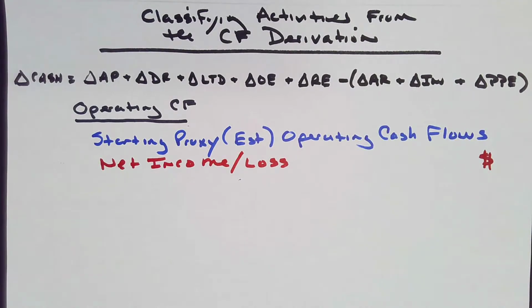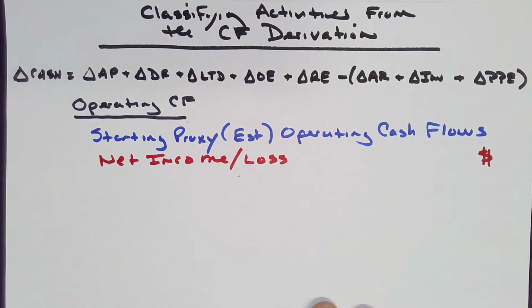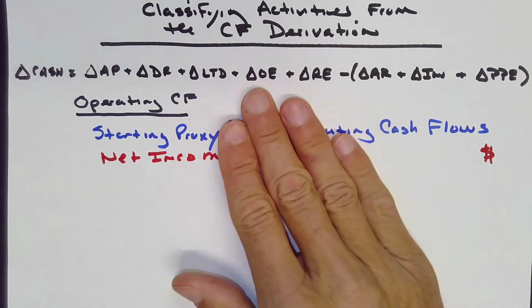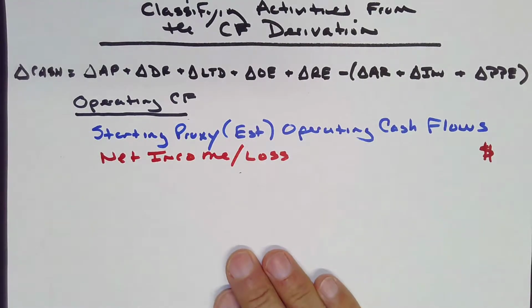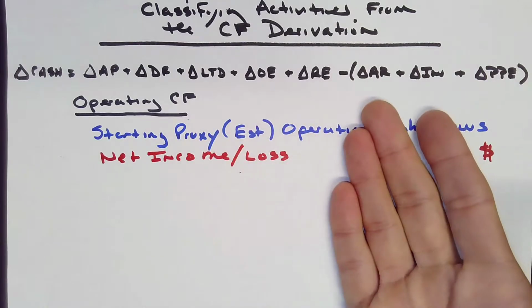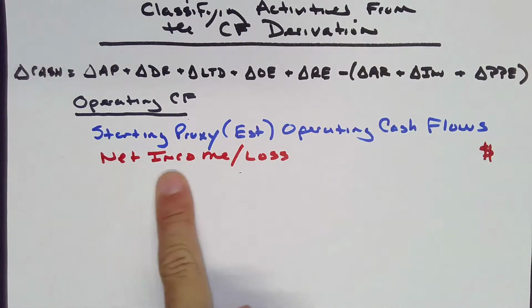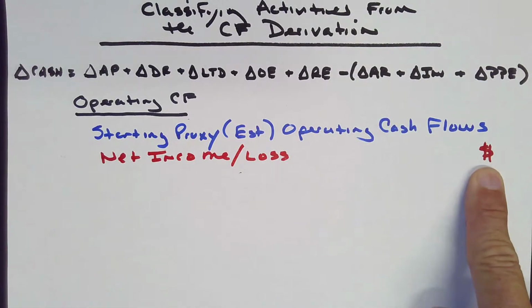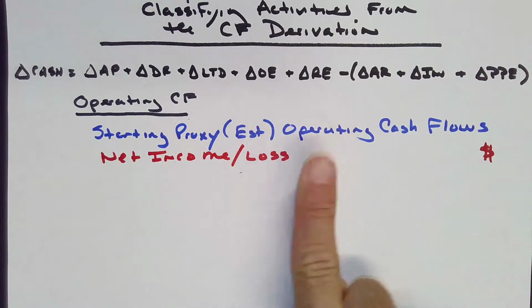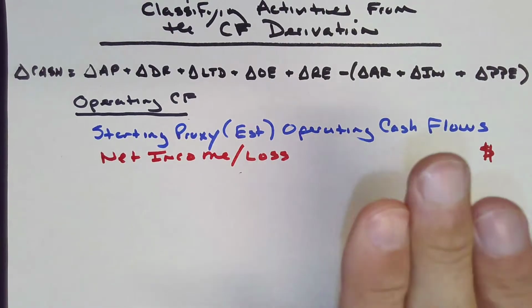Let's see if we can start putting this together. So there are two basic sections in the operating cash. Well, you really could say three. The first section is making sure you've got net income here. That's number one. That's always your starting point. Always, always, always.